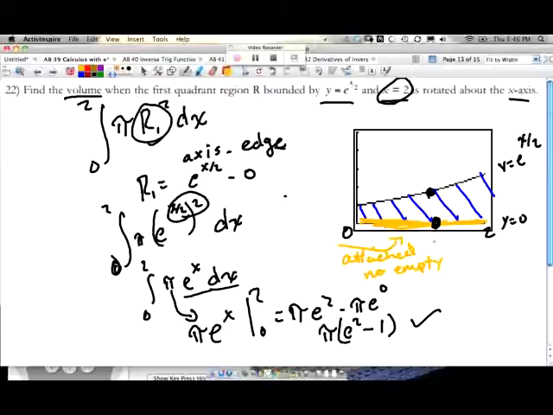So cool. So what did we do? Let's trace our steps here. First, we drew a picture. Picture. That was step 1.